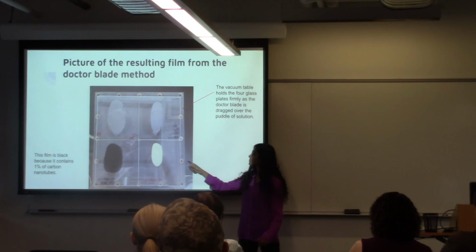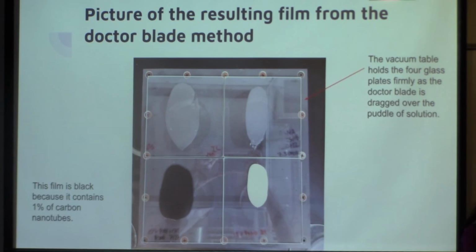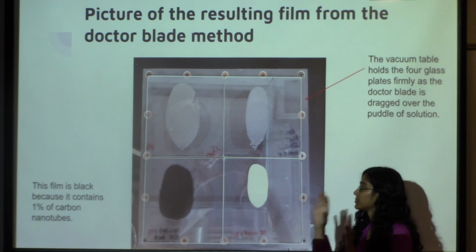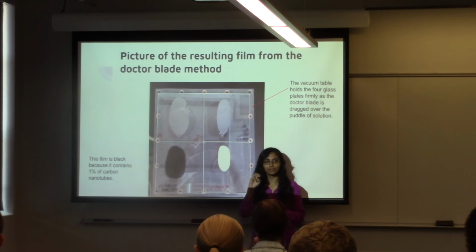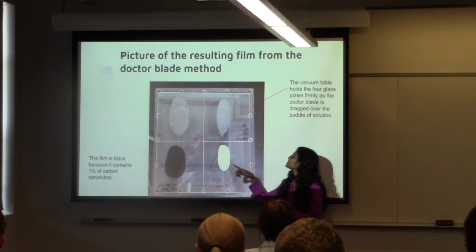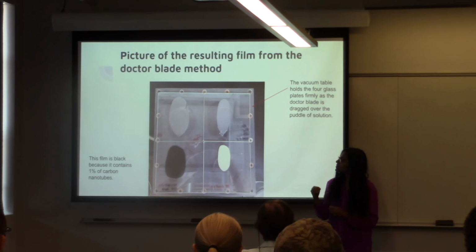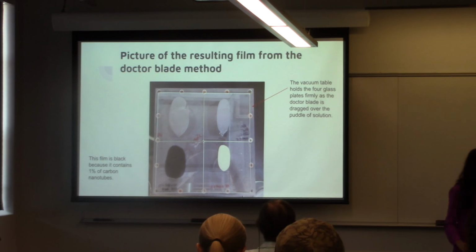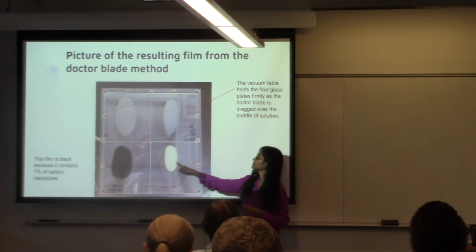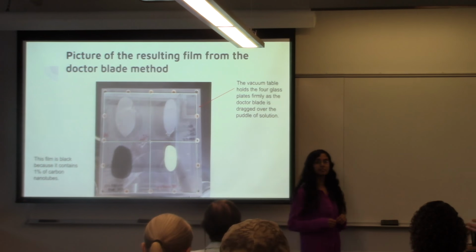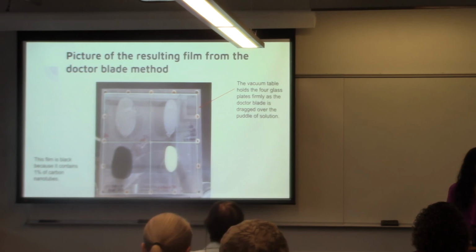And you can see in the picture, this is the vacuum table underneath the 4 glass plates that you see. And on the glass plates, this black one includes the 1% carbon nanotubes mixture. And these are 4 different mixtures we used that we doctor bladed to get what you see in this photo. And these are films that result from our solutions on the plate after doctor blading.